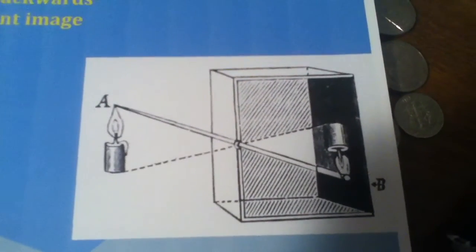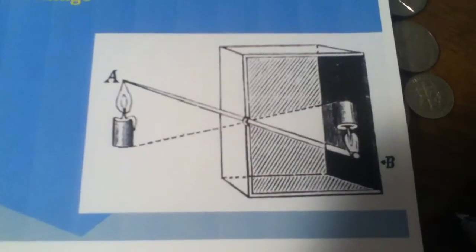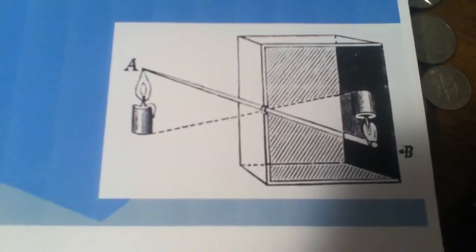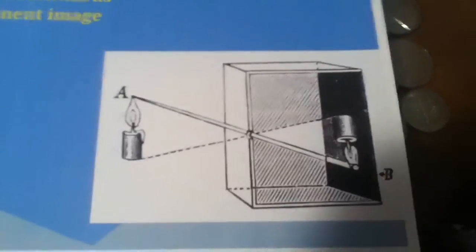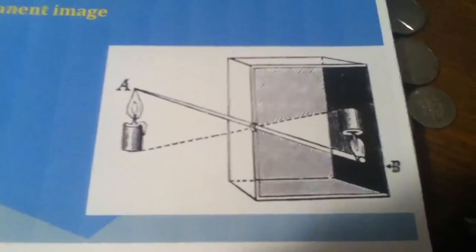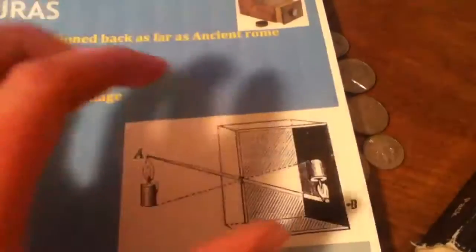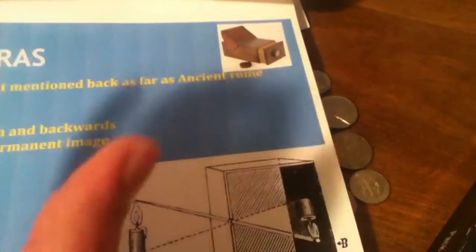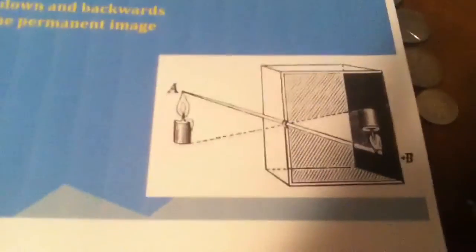Camera obscuras, also known as pinhole cameras, date back to the 16th century but are mentioned as far back as ancient Rome and Greek times. The famous Aristotle has been documented to use a pinhole camera. When pinhole cameras are used, the image is flipped upside down and flipped around sideways. So you're getting the upside down and reverse image of what you actually see.